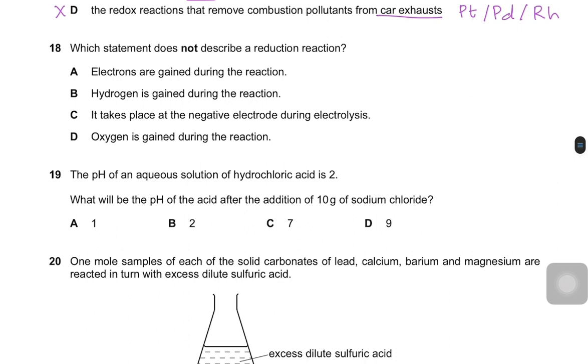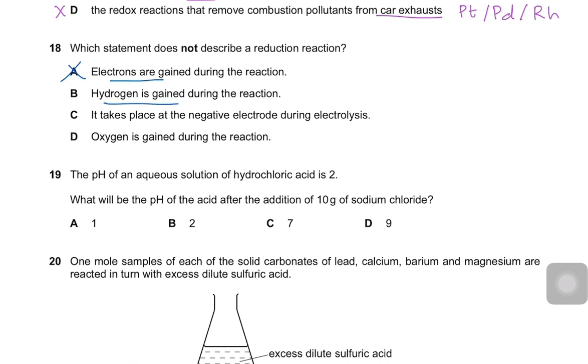Which statement does not describe a reduction reaction? So let's see. Electrons are gained. Electrons gained is definitely reduction. They're asking which does not describe a reduction reaction, so A is wrong because A is a redox.